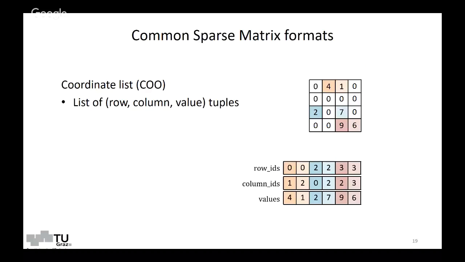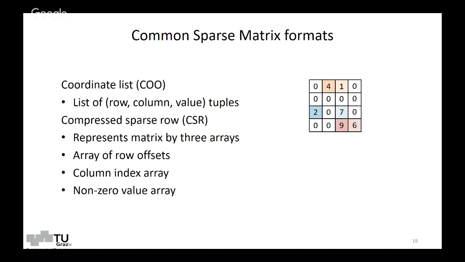So, for example, row 0, column 1, element 4, we see this entry, row 3, column 2, has a 9, and so on and so forth. So this would be the straightforward way of explicitly storing all of the entries. Well, this is kind of straightforward. It's definitely not the most efficient way of storing it.